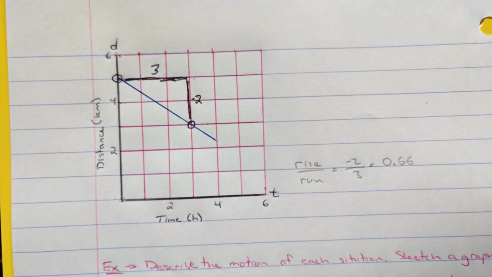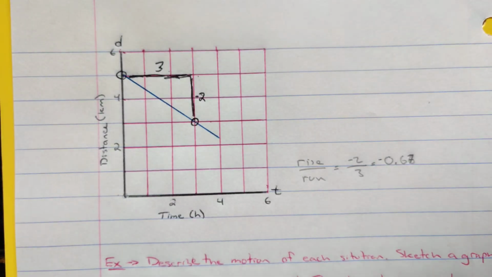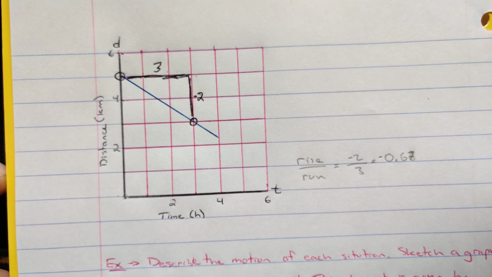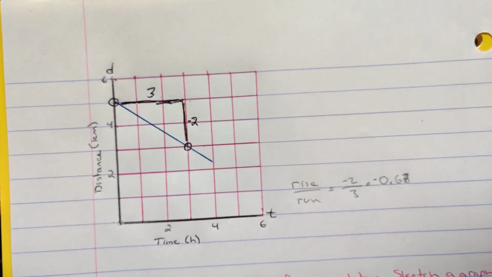And that's going to be repeating, so 66 or 67 if we round it, and that's a negative. So negative 0.67 kilometers per hour is the speed here.